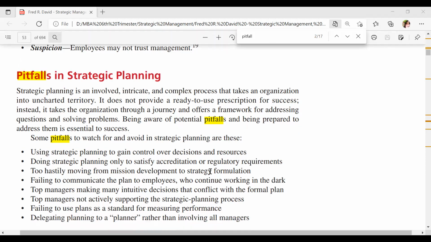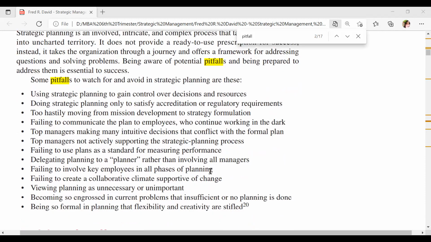So some pitfalls to watch for and avoid in strategic planning are these: using strategic planning to gain control over decisions and resources, doing strategic planning only to satisfy accreditation or regulatory requirements, too hastily moving from mission development to strategy formulation, failing to communicate the plan to employees who continue working in the dark, top managers making many intuitive decisions that conflict with the formal plan.